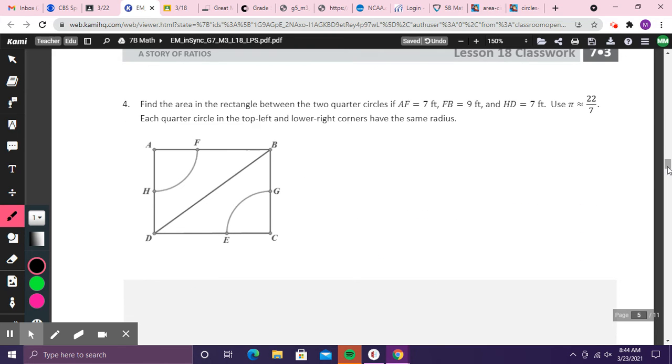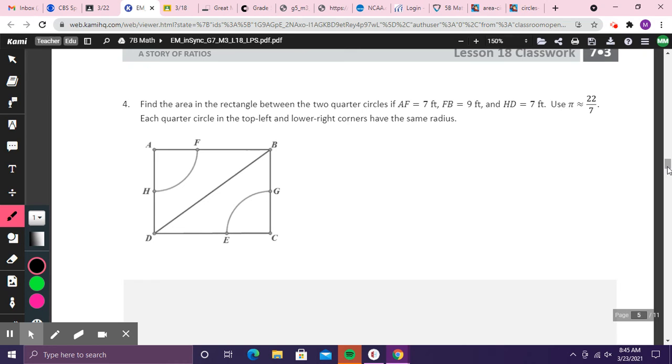Find the area in the rectangle between the 2 circles. Who here's brain hurts right now? Okay, good. Remember, we're teaching. You're never probably going to do this in real life, but we're teaching you to solve problems. And people who solve problems make money.